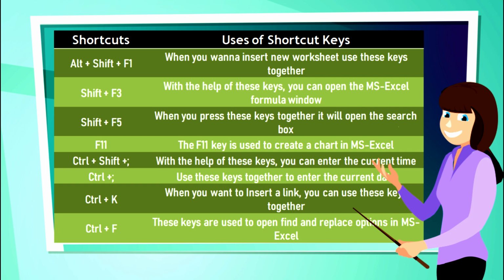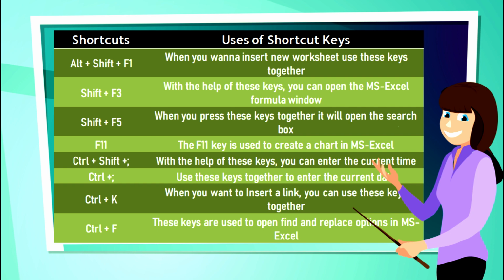Alt plus Shift plus F1, when you want to insert a new worksheet, use these keys together. Shift plus F3, with the help of these keys, you can open the MS Excel formula window. Shift plus F5, when you press these keys together, it will open the search box.